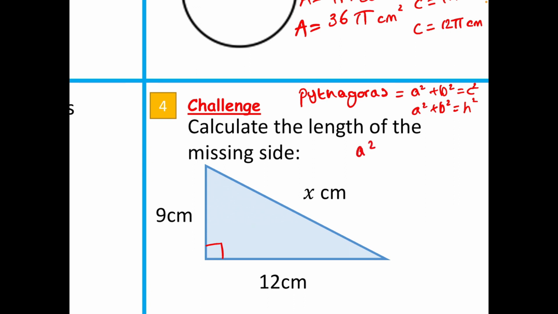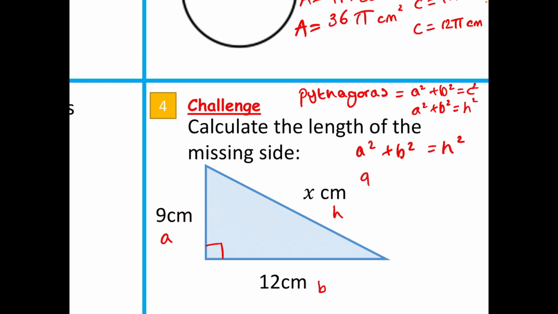So I have a squared plus b squared equals h squared. H is just a different letter instead of c. I use h because it's the hypotenuse. Substituting in, well, the first thing I would do is actually label each of these sides. A and b are the two shorter sides, and h is the hypotenuse. I could have put b up here and a down here. It doesn't matter which way around I call them.